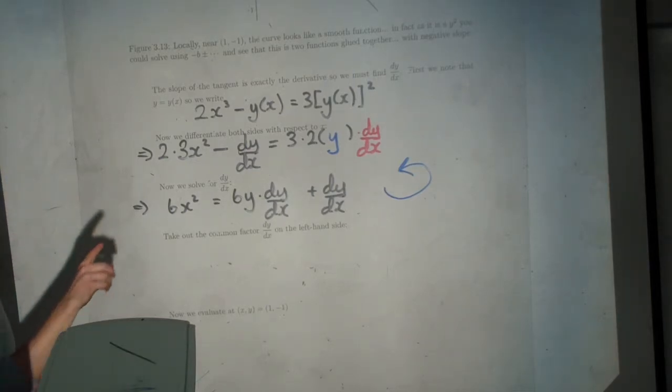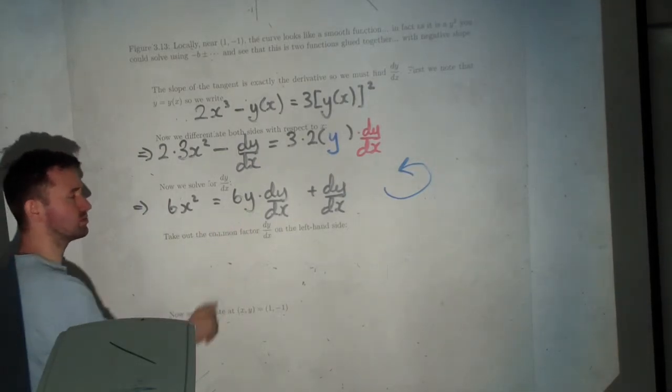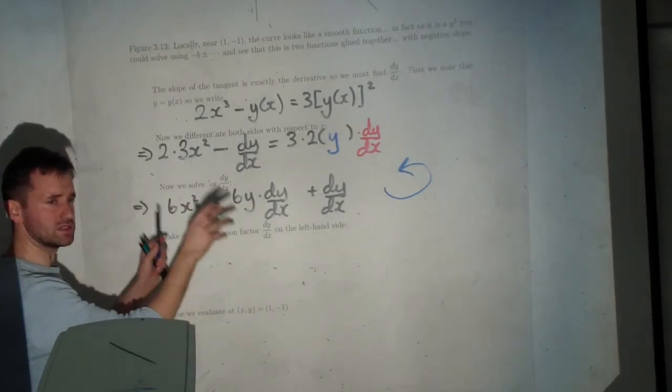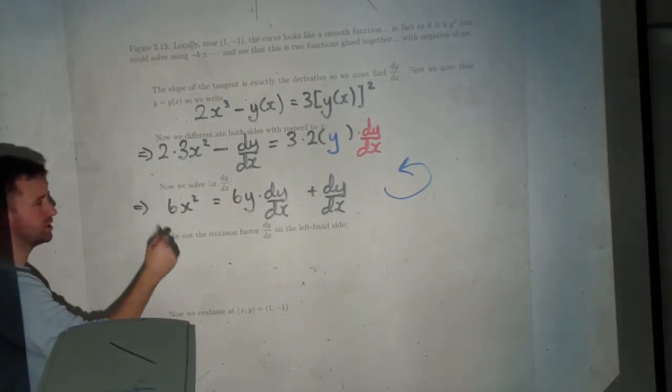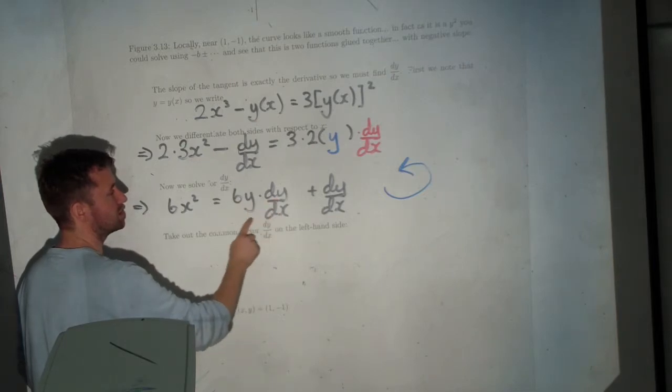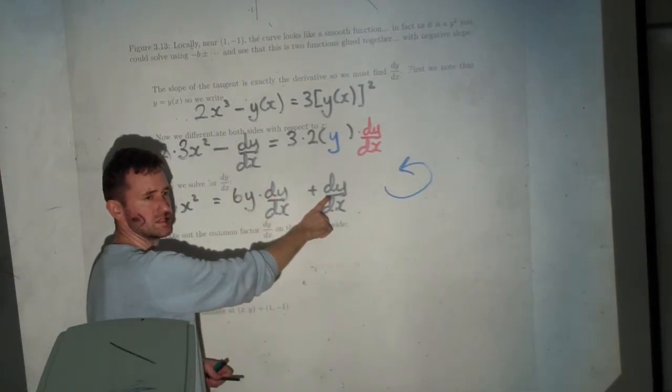So you're saying get rid of the 6y, and you can do that. But you've got two numbers that are equal. You do the same thing to both sides. You have to divide both sides by 6y. You get 6x squared divided by 6y. You get 6y dy/dx divided by 6y is gone. But you also have to divide this by 6y. That's probably what to do.